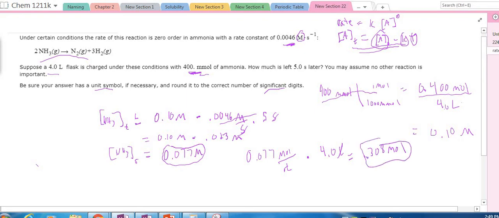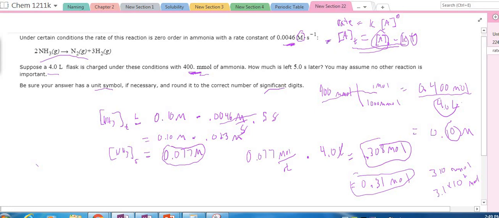I just have to worry about sig figs, and as I look at my calculations, I can see 2 sig figs. So the answer when I put it back into Alex is 0.31 moles left, or we can express that as 310 millimoles, or 3.1 times 10 to the second millimoles. Okay, so these are easy to do, you just have to think things through.